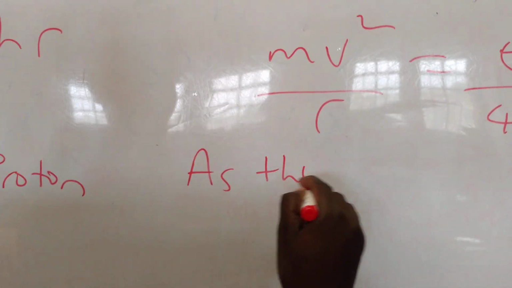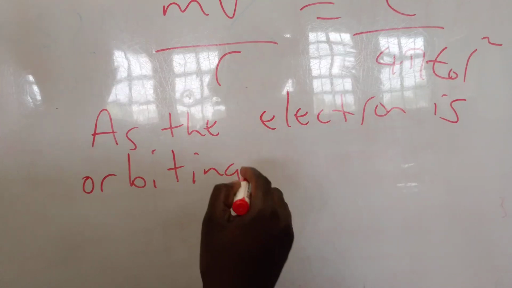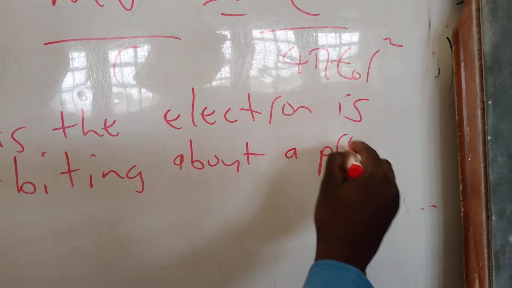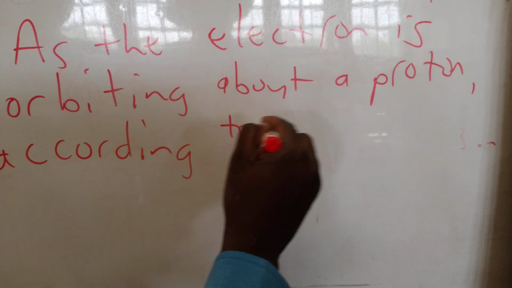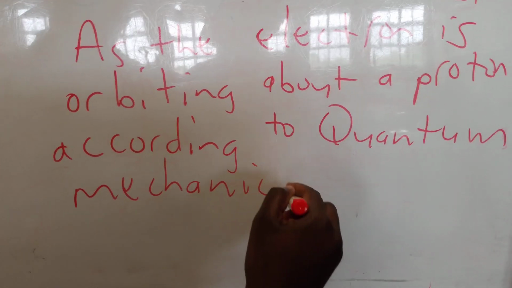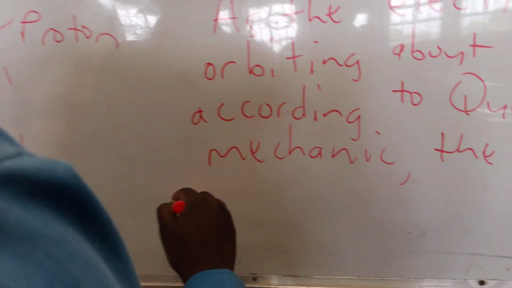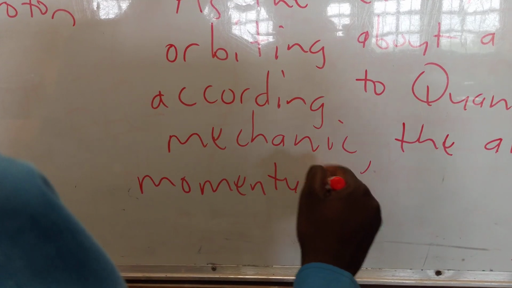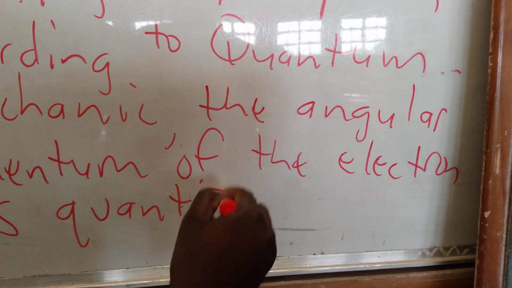As the electron is orbiting about a proton, according to quantum mechanics, the angular momentum of the electron is quantized. So the angular momentum of the electron is quantized.